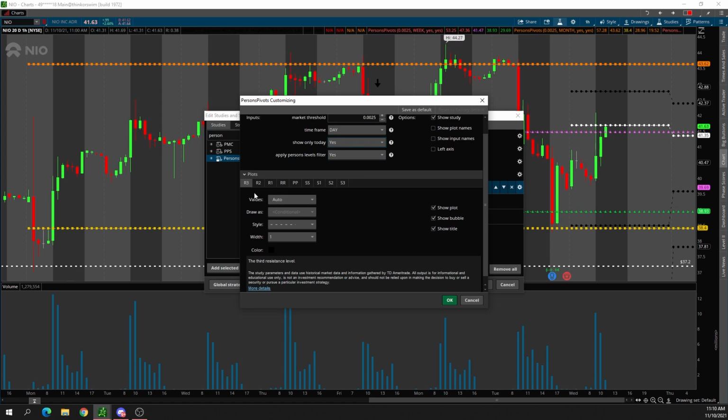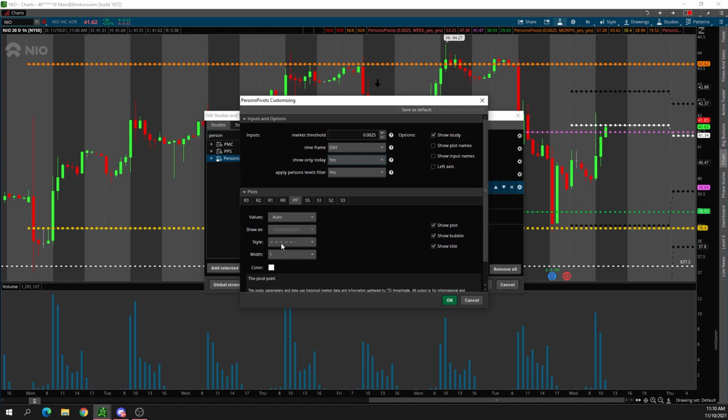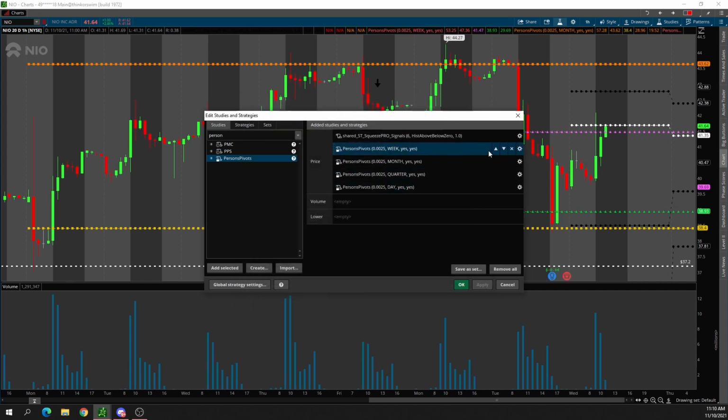Make sure you color code all of your resistance lines, as well as your Pearson's pivot itself, a different color. And make sure you also do the same with your supports. That way you can differentiate which ones are your dailies, which ones are your weeklies, and so on and so forth.